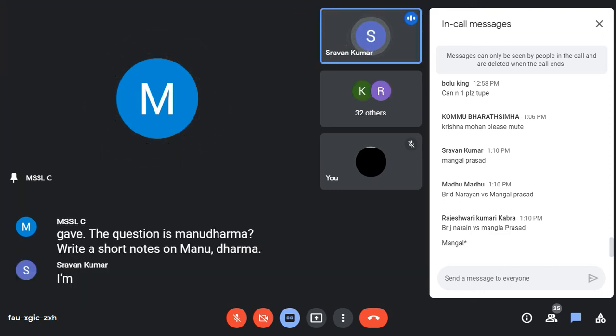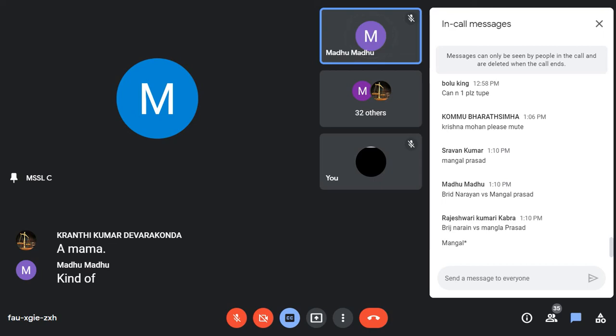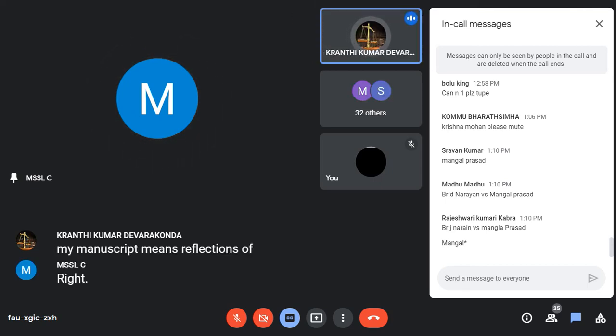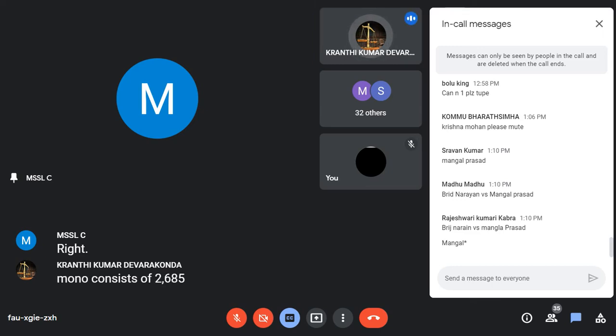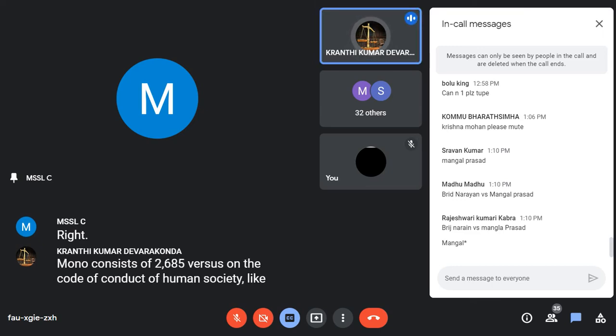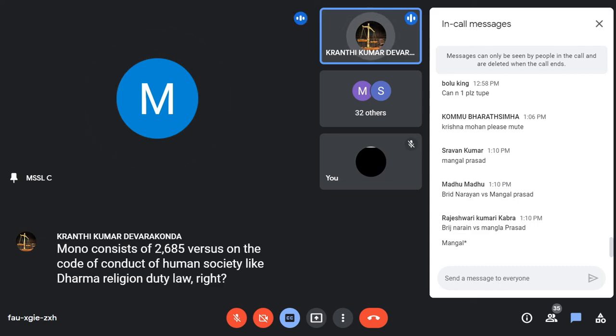Manu Dharma is one of the old. Ma'am, a kind of caste system, I think. Manusmriti means the reflections of Manu, consisting of 2685 verses on the code of conduct of human society like dharma, religion, duty, law, right, justice, practice, and principle, ma'am.